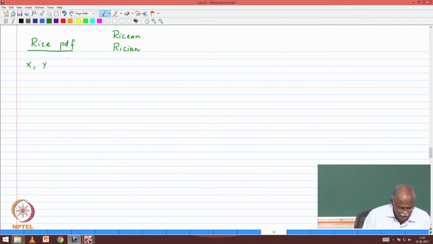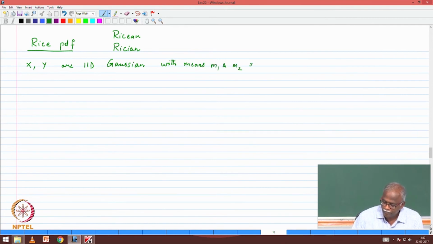So X comma Y are IID Gaussian, just like in the case of the Rayleigh PDF, no longer zero mean, but with means M1 and M2 respectively. Why is that? Because if the Gaussians are zero mean, that means on average your expected value is going to be 0. But if you have a line of sight component, no matter what happens to the fluctuating component, the line of sight will always be present. So there is a non-zero component at all times, which is captured by the means that are present.